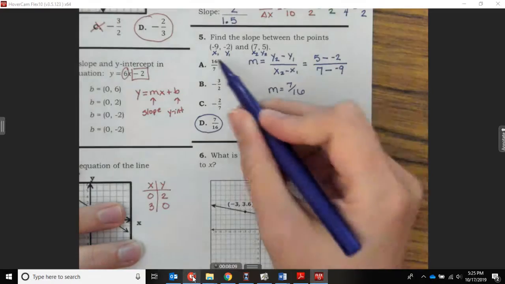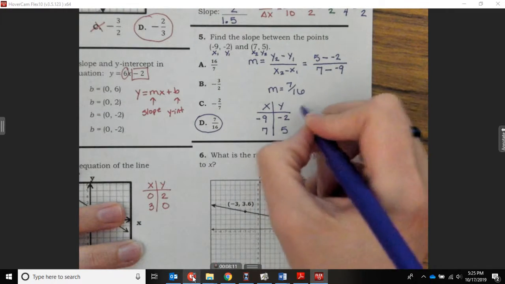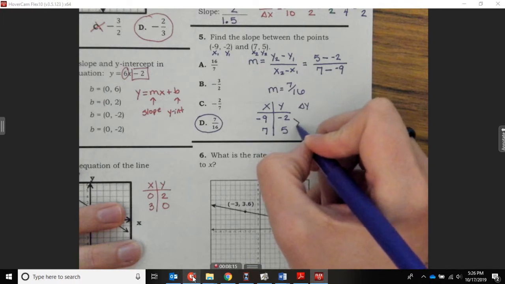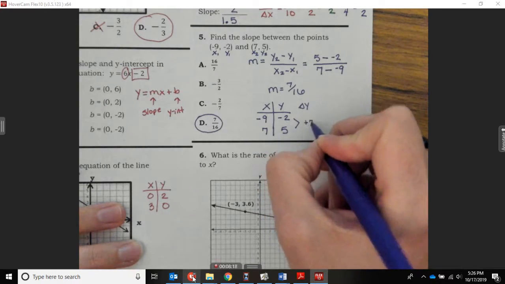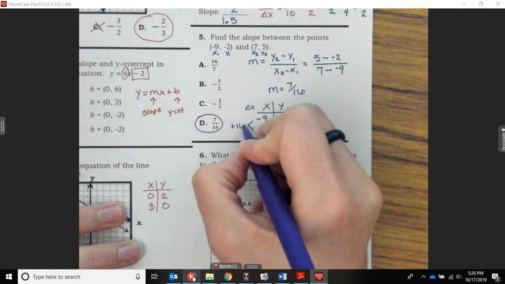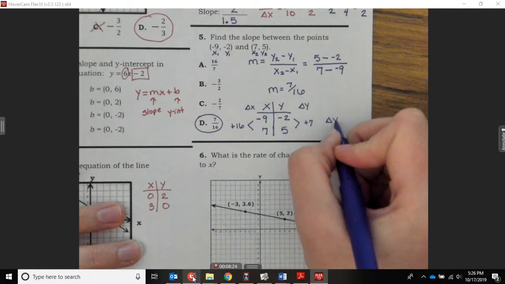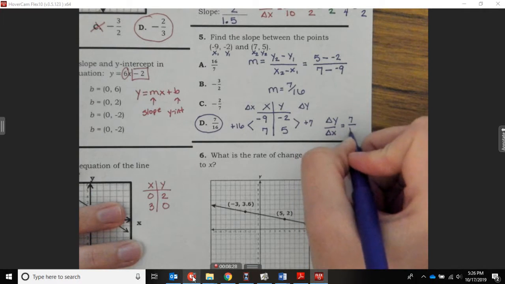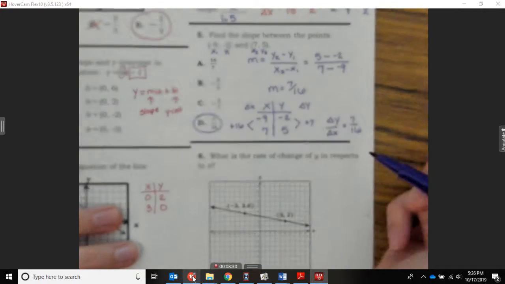So here's my table. I just labeled it and put my points here. Remember, if I'm trying to find slope from a table, I find my change in y. So from here to here, I go up 7. And then my change in x, from here to here, I go up 16. And so my change in y over my change in x is 7 over 16, which we already found.